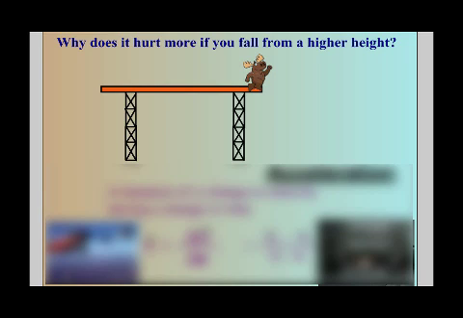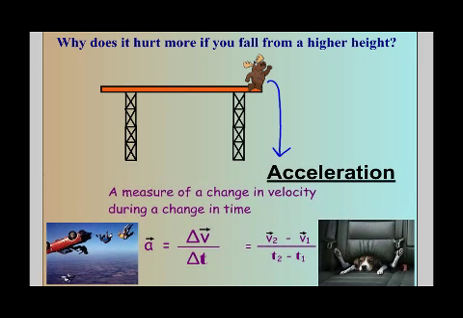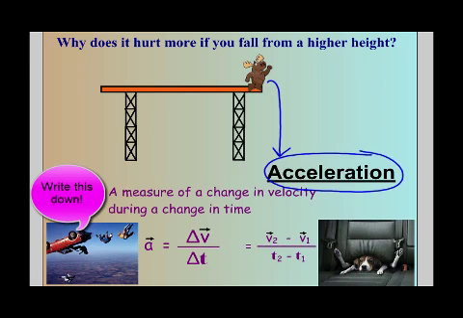So let's take a look at this moose. If he's falling down, it's going to hurt a lot more if he falls from a higher height. Why is this? Because of acceleration. In this case, it would be because of the acceleration due to gravity. Gravity pulls something towards the surface of the earth. As it falls, it's speeding up, and that's what acceleration means. The velocity is changing.